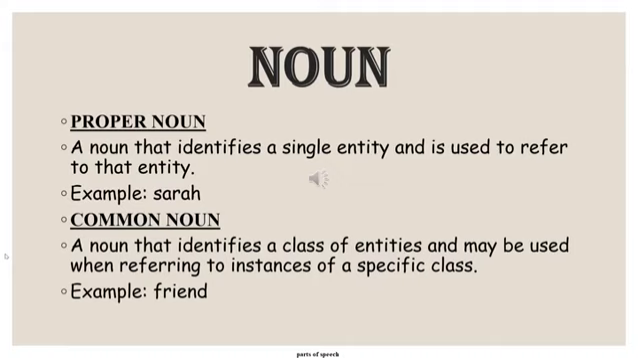And the next one is common noun. A noun that identifies a class of entities and may be used when referring to instances of a specific class. For example, friend. When we introduce our friend to someone, we generally specify him as a friend rather than saying his name. So a common noun further has a proper noun too.